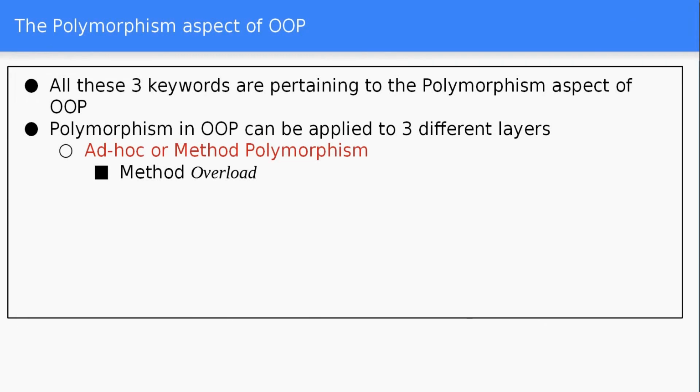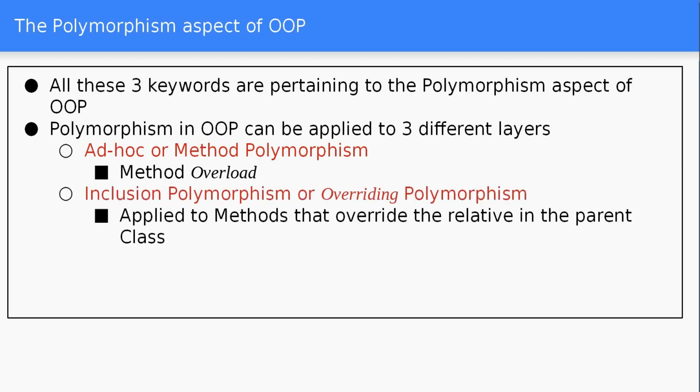Polymorphism in object-oriented programming can be applied to three different layers. One is ad hoc, or method polymorphism, which is the method overload, when in a class we have more methods with the same name but different signatures. So when we create an object, we can access each of these methods by using the relative signature.